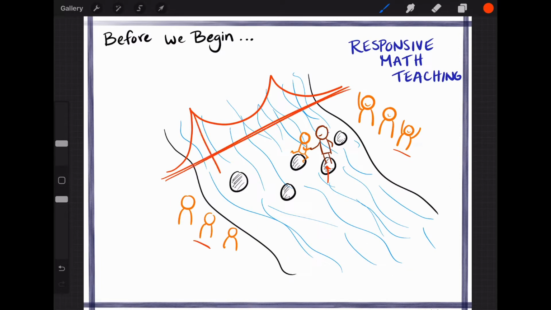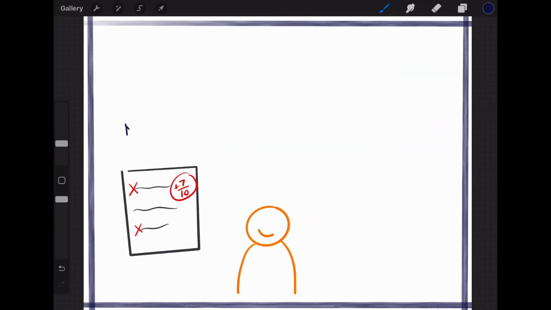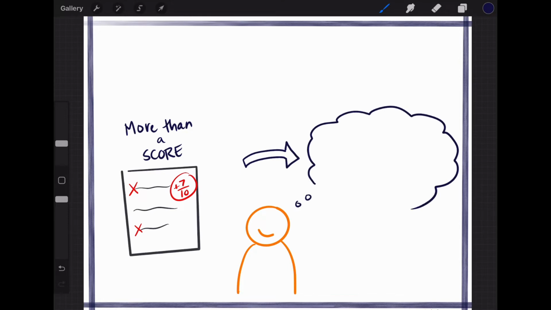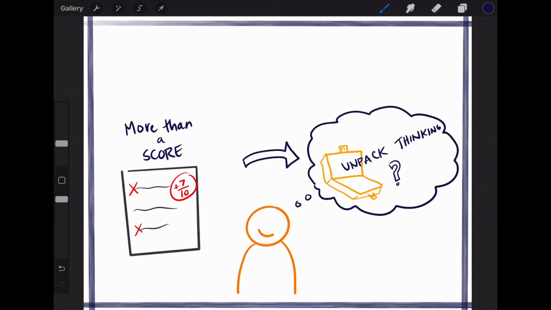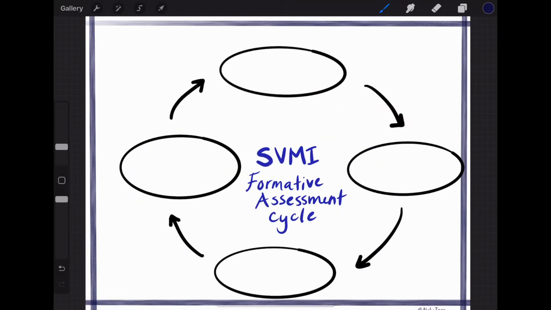We know that students come to our classrooms with different starting points, strengths, and needs. Our goal is to meet them where they are and bridge them to where they should be at grade level. We also know that students are much more than a score. Especially during report card time, we see that the score is just one piece, but really it's the comments. It's about unpacking their student thinking. What do they know? What are their strengths? What are their next steps? So how do we do this?